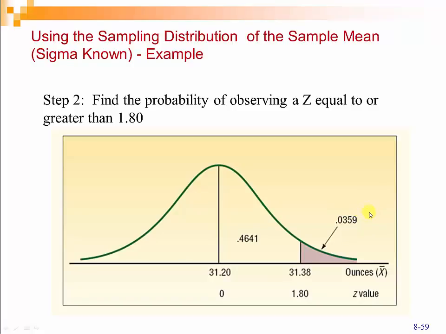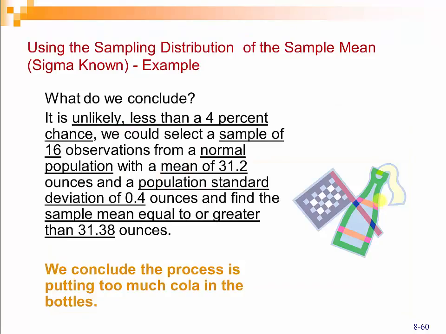So what do we conclude from that? Is this sampling error of 0.18 ounces unusual? Well, it's unlikely, less than a 4% chance, that we could select a sample of 16 observations from a normal population with a mean of 31.2 ounces and a population standard deviation of 0.4 ounces and find the sample mean equal to or greater than 31.38 ounces. And if you want to review this in your textbook, you can read that on page 288. And to read what I just said, you can find it on your next slide.